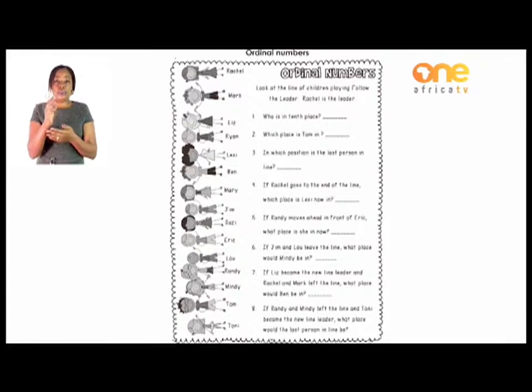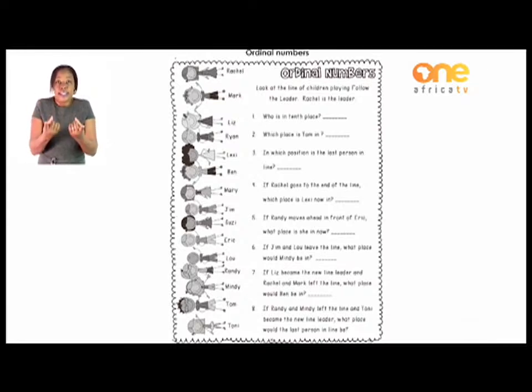The next page is for the grade 3s. Grade 3s, let's try the ordinal numbers. What are ordinal numbers? Ordinal numbers are numbers that give us the position of something. A position of an object or a position of a person or anything where they are.